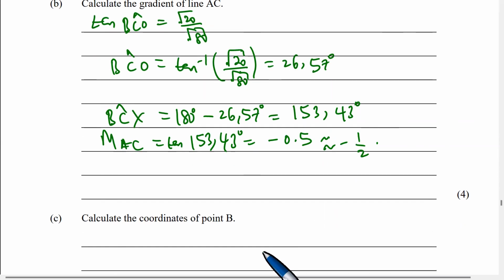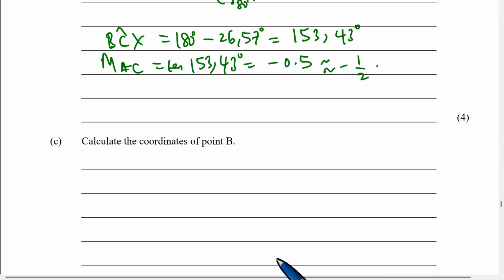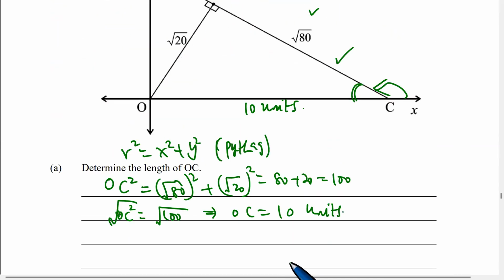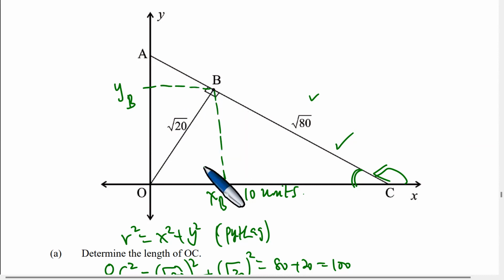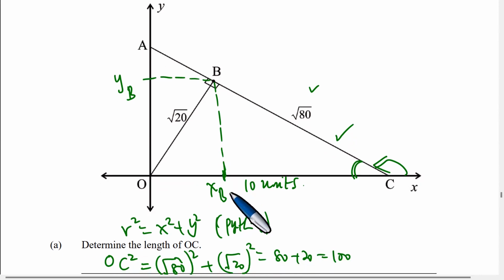Okay, calculate the coordinates of point B. Where is point B? Find the coordinates of point B. What are the coordinates of this point? Right, to find the coordinates of this point, we need to perform some construction here. This is going to be like XB, and this is going to be YB. So if this is the case, we need to find the coordinates of the point B.